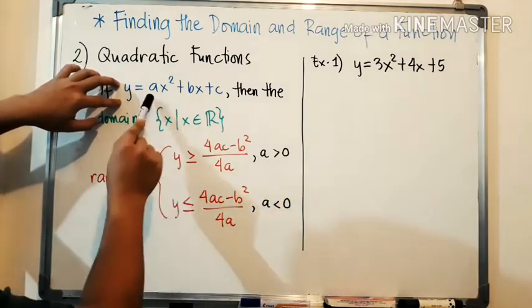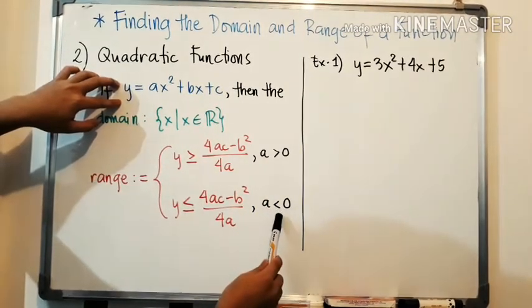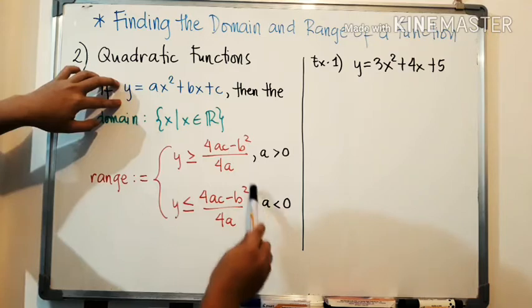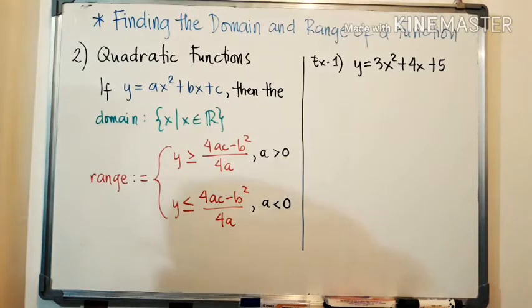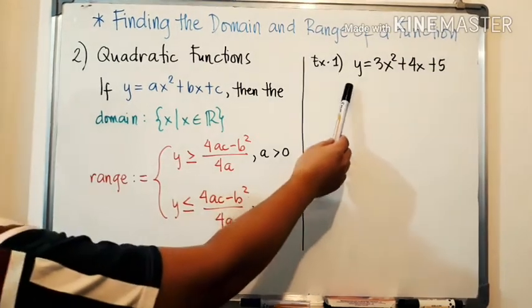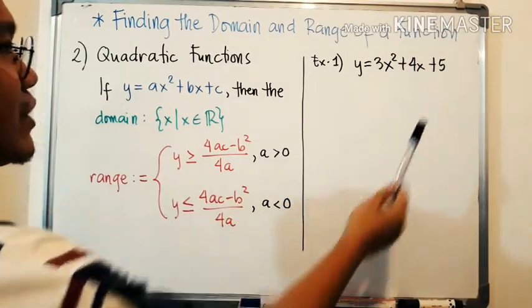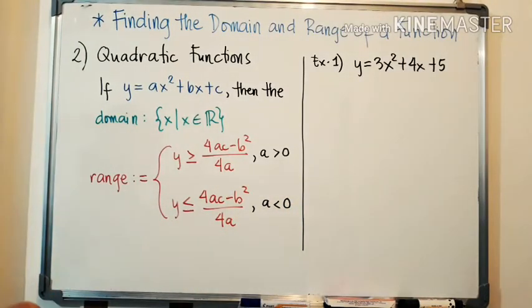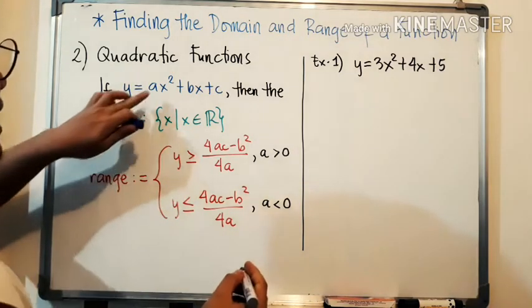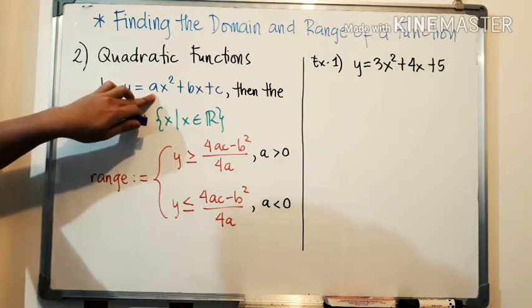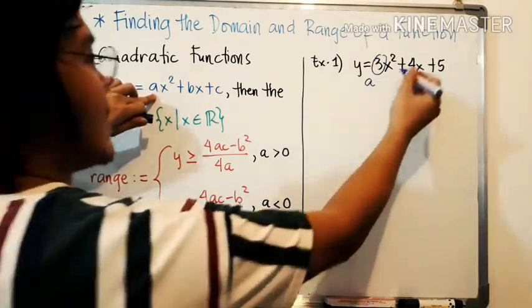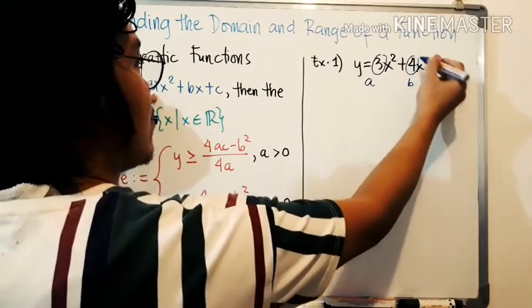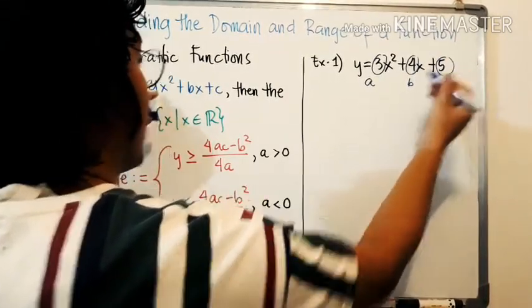Otherwise, if a is negative, or less than 0, then our range is this inequality. Okay, so let's have example number 1. We have this quadratic function y is equal to 3x squared plus 4x plus 5. First thing to do is to determine the values of a, b, and c, or the numerical coefficients. So our a is positive 3, our b is positive 4, and our c is positive 5, or the constant.